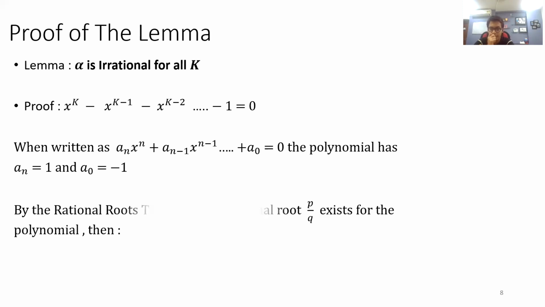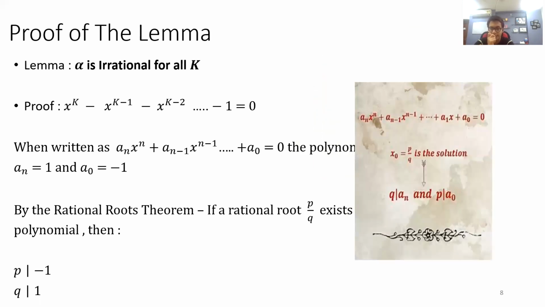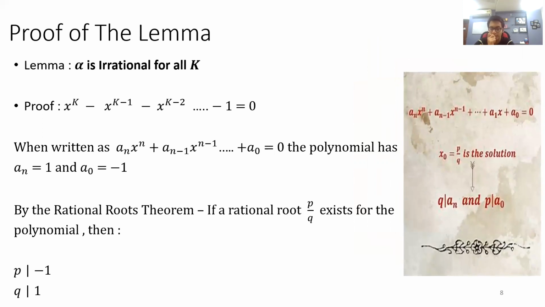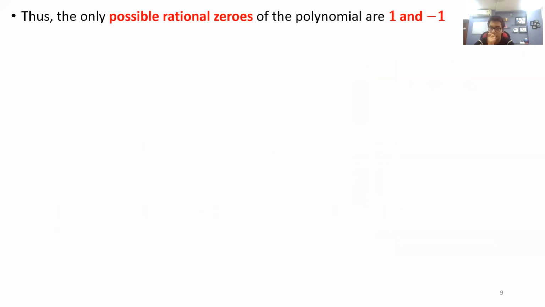Now we're going to use our tool here, the rational roots theorem. By the rational roots theorem, if a rational root p over q exists for the polynomial, then p divides a naught and q divides a_n. That is to say, p divides negative 1 and q divides 1. Now a proof of this will be linked in the description below, and here is a photo of the theorem. Thus, the only possible rational zeros of the polynomial can be negative 1 over 1 or 1 over 1, namely 1 or negative 1.